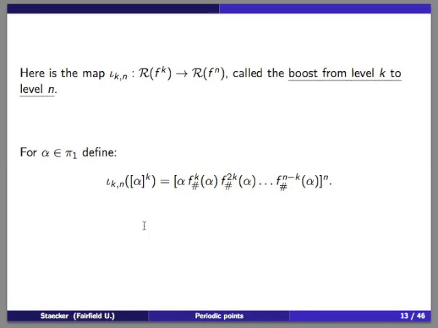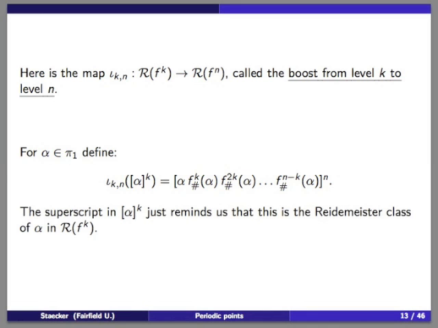So what you do to a class alpha is you multiply alpha times f to the k of alpha, f to the 2k of alpha, up to f to the n minus k of alpha, and then you take the class of this in the nth iteration Reidemeister set. These exponents up here are not really exponents. This is just to remind you of which level of iteration I'm talking about. So this alpha is an element of r of f to the k. This thing over here is an element of r of f to the n. That's what the n up there means.